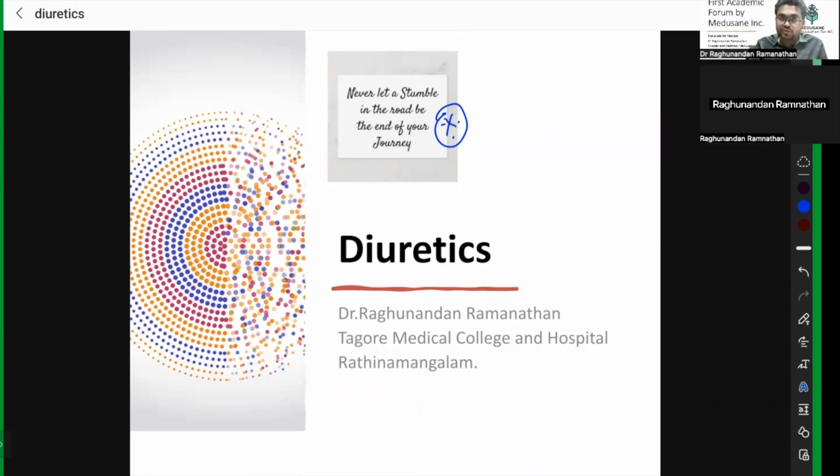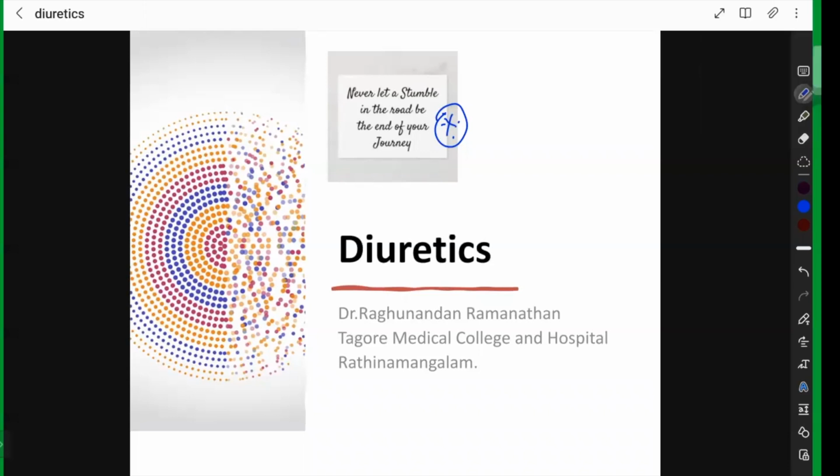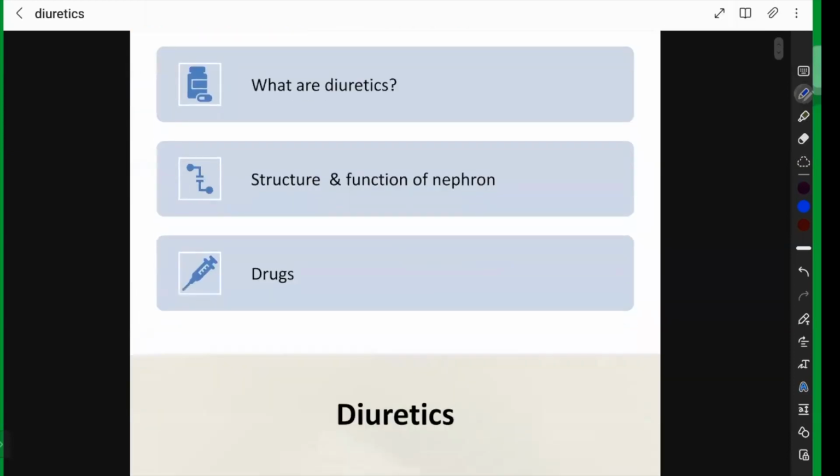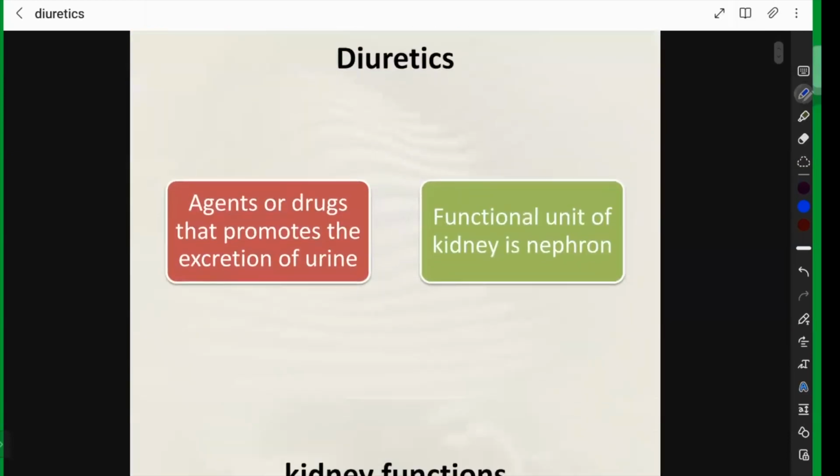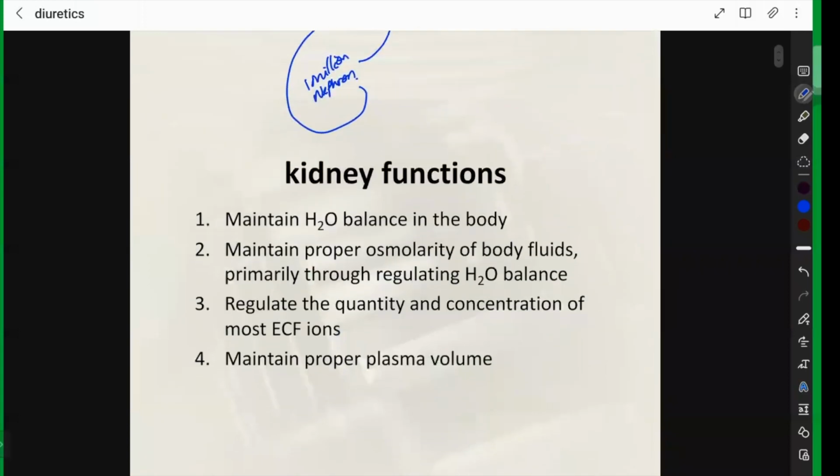that is going to be your diuretic. So what is a diuretic? I already told you, a diuretic is an agent that increases the urine and solute excretion in our body. Agents or drugs that are going to promote the excretion of urine. You know that a nephron is the functional unit of a kidney. One kidney contains 1 million nephrons, which is sufficient for a person to get an adequate amount of urine filtered.